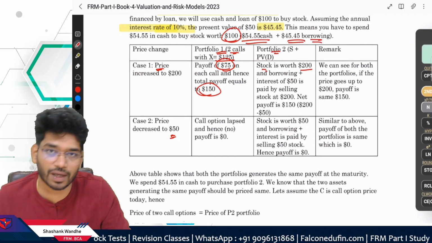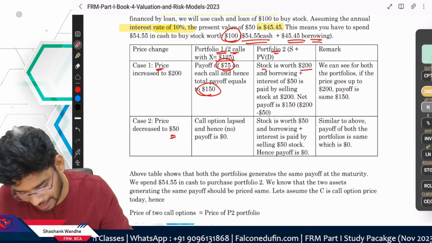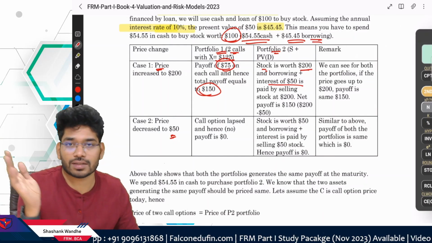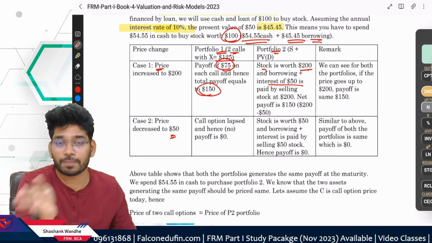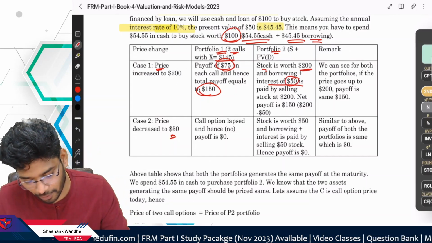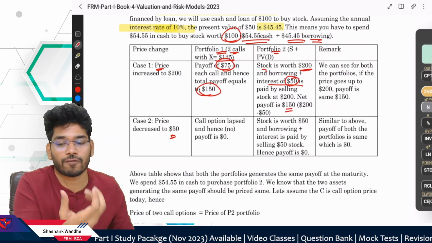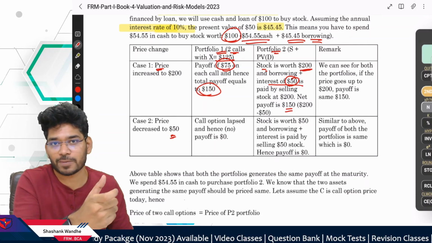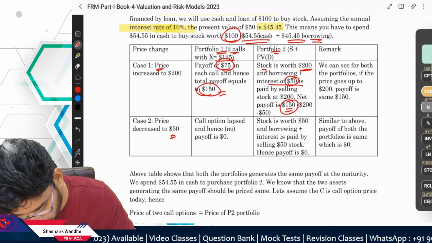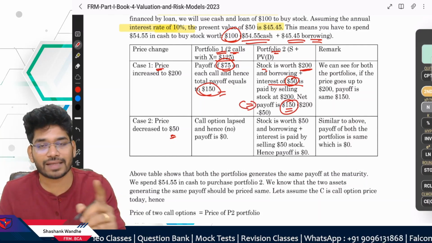So the stock is currently worth 200. We have one stock, and the borrowing is the present value of the downward movement. Now you have to pay $50 because this is the principal you borrowed plus interest. So what is left in your pocket is the final amount, which is 150. How? We sold stock for 200, minus we paid interest plus principal 50, so remaining is 150. Now here we can clearly see both portfolios have equal payoff at maturity if the underlying price is $200.